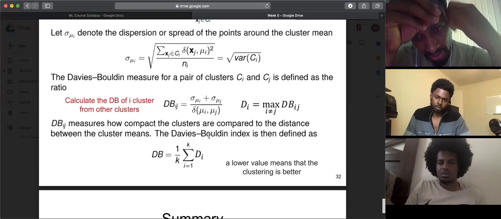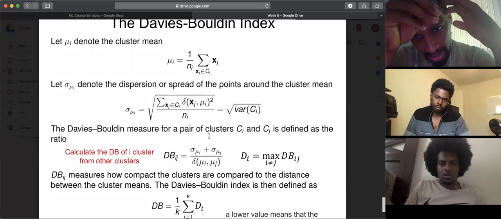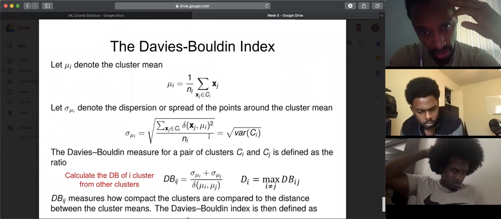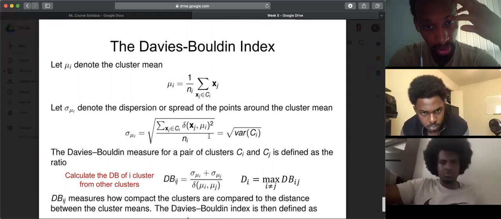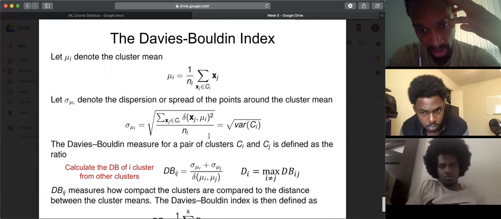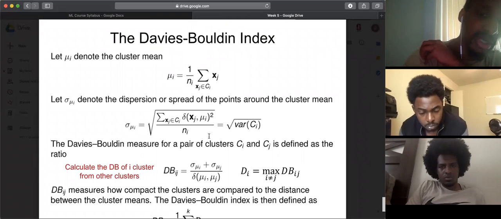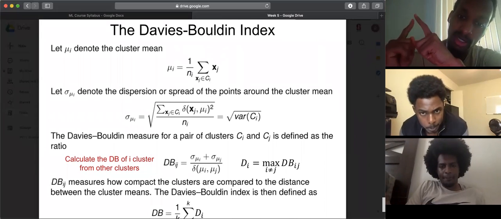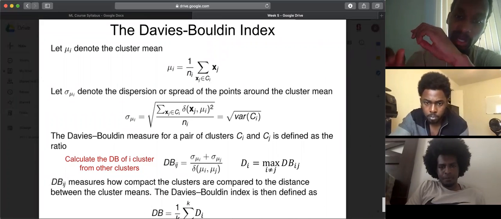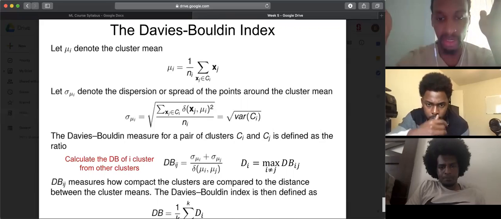Wait, what's delta? Oh, it's the distance between the points and their means. Okay, but the delta is between the means. The distance between the means. Okay, so the sum of the variance of the clusters divided by the distance between their means, the centers of the clusters.